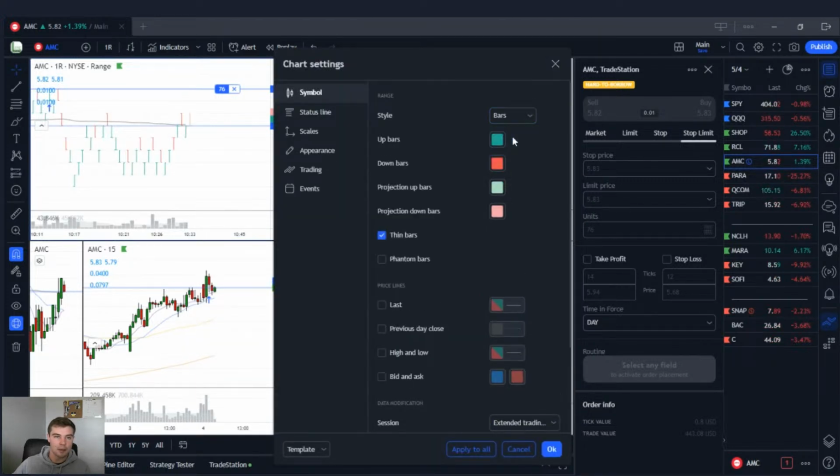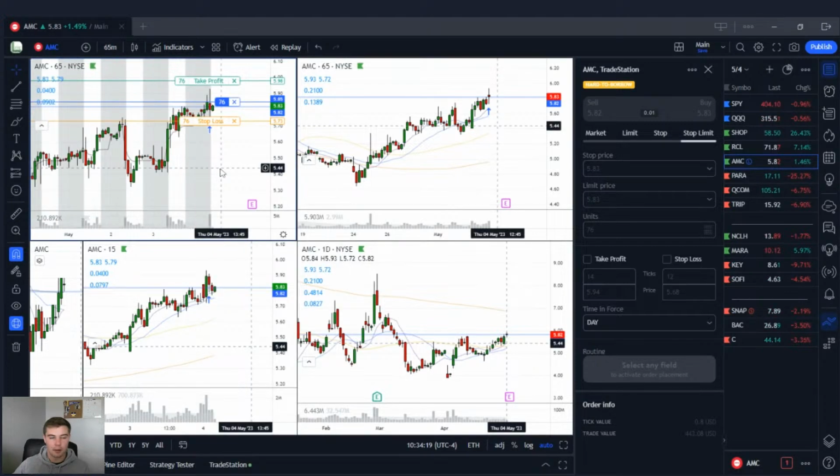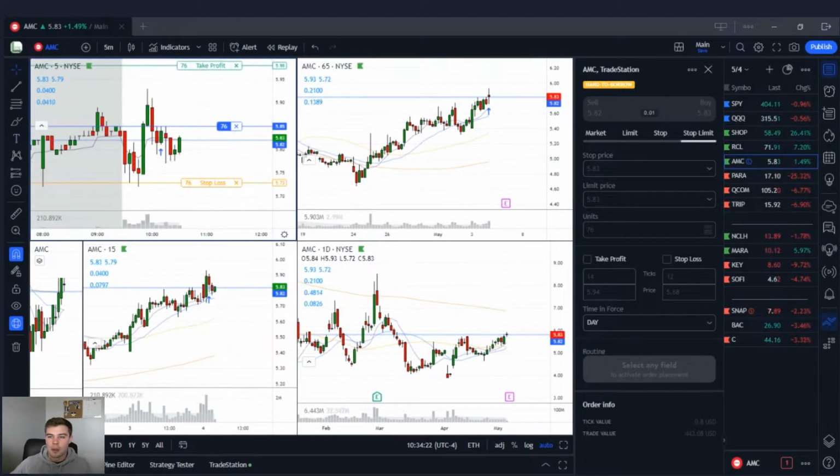Oh, I guess that's it. Well, it doesn't affect me because I'm a candlestick guy. I like my candlesticks. All right. Well, at least TradingView, they're always adding new stuff.